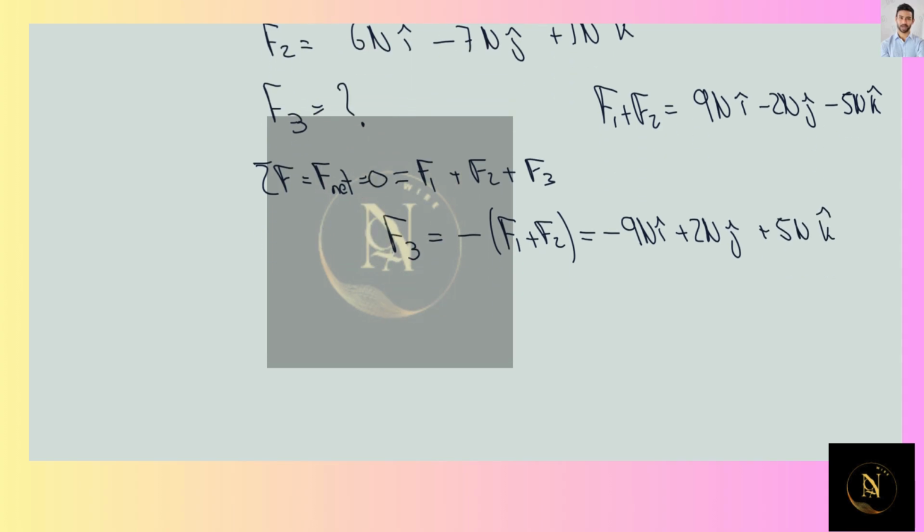So if we do F1 plus F2, what we're going to get is 9 newtons in the I direction. 5 minus 7 is going to be minus 2 newtons in the J direction, and minus 6 plus 1 is going to be minus 5 newtons in the K direction. So that means that F3 is going to be equal to minus 9 newtons in I plus 2 newtons in the J direction plus 5 newtons in the K direction. What is going to be the x component in newtons of F3? It is going to be directly minus 9 newtons.